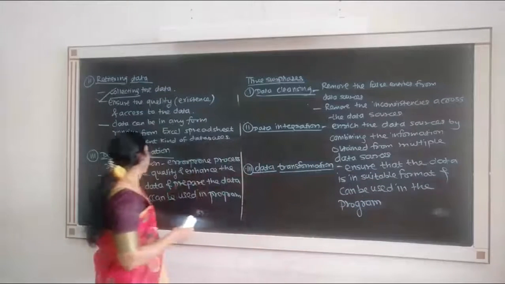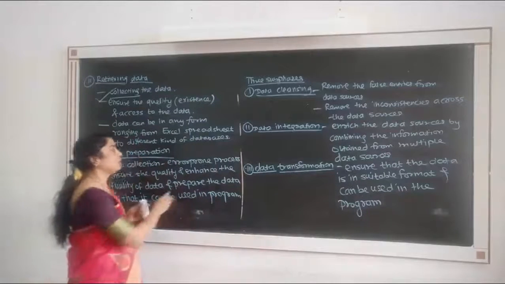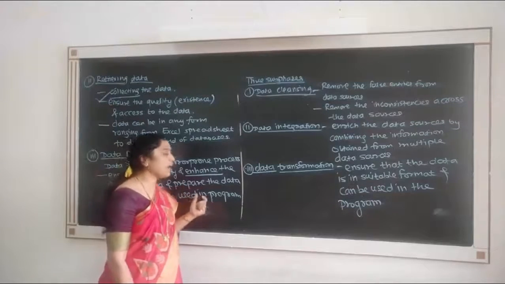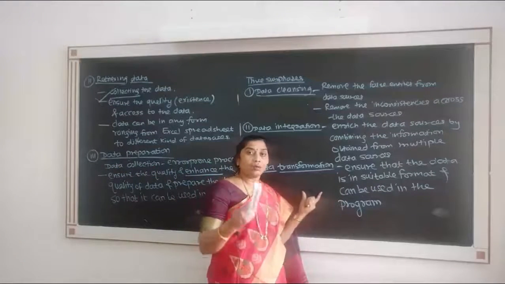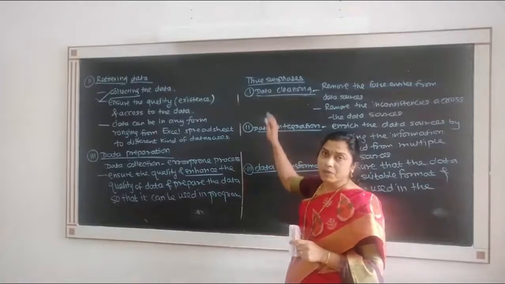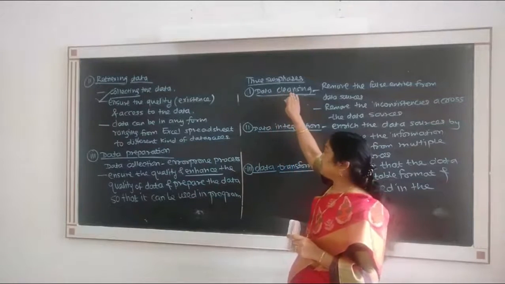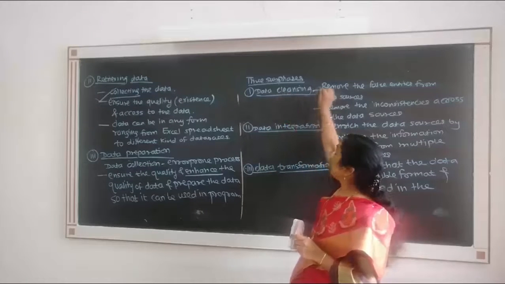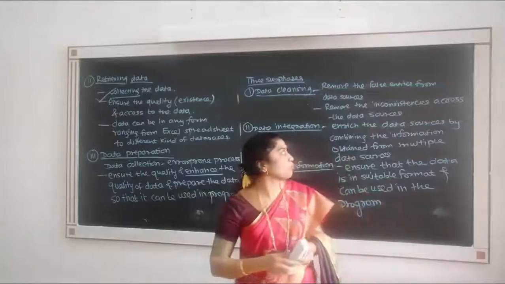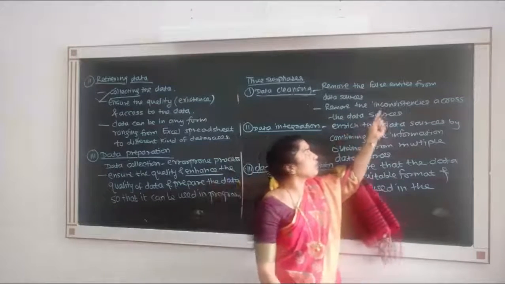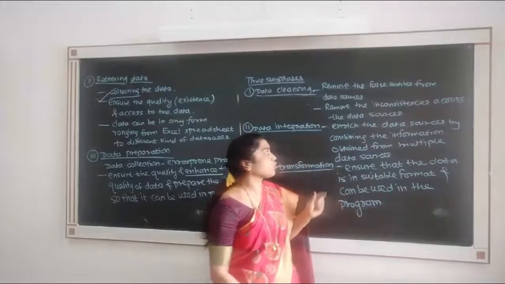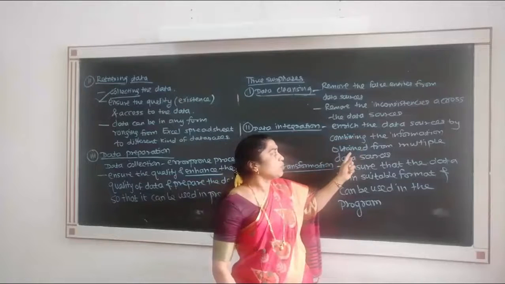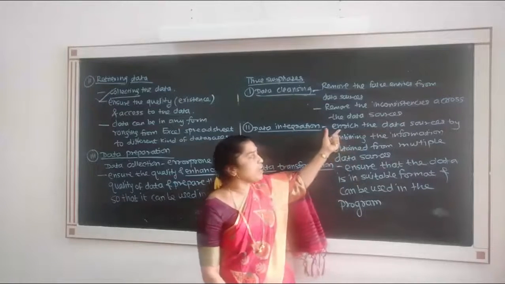So the third step, that is data preparation, enhances the quality of the data and prepares the data so that it can be used in our program. Preparing it means there are three phases: data cleansing, data integration, and data transformation. In cleansing, we remove the false entries from the data sources, or even remove the inconsistencies across the data sources. In data integration, we combine all the information from multiple data sources and enrich our data.